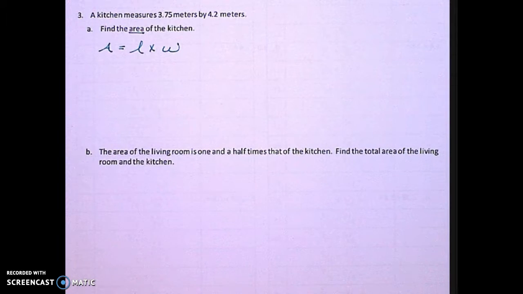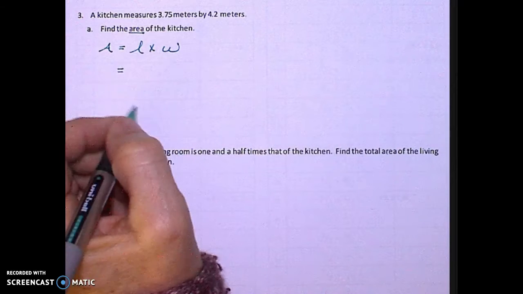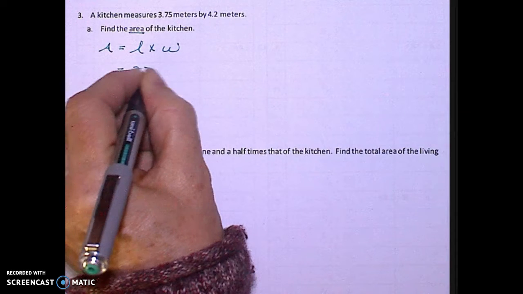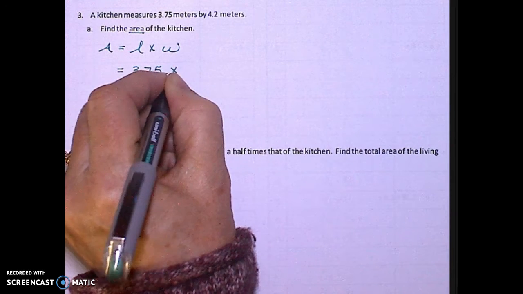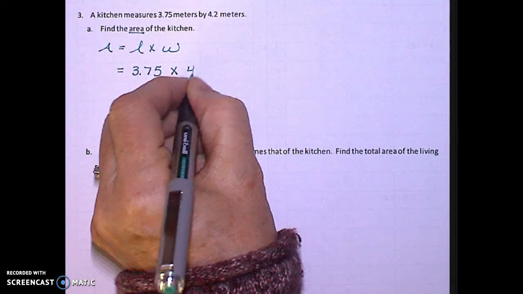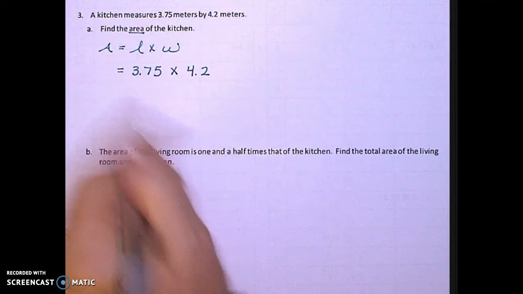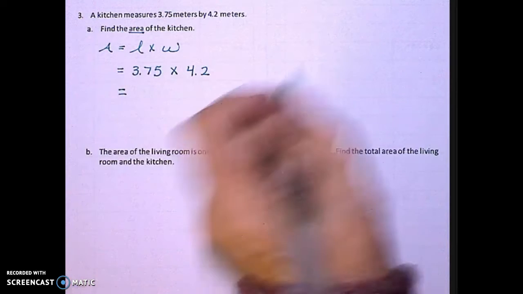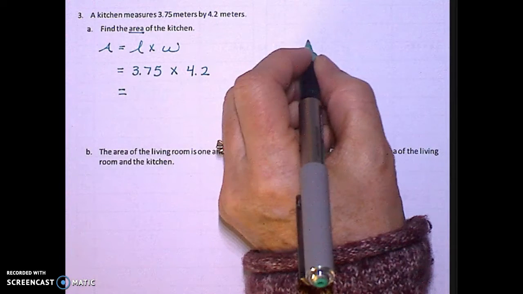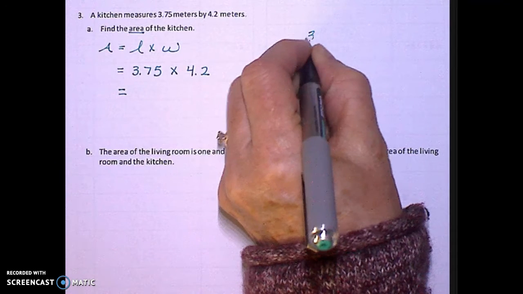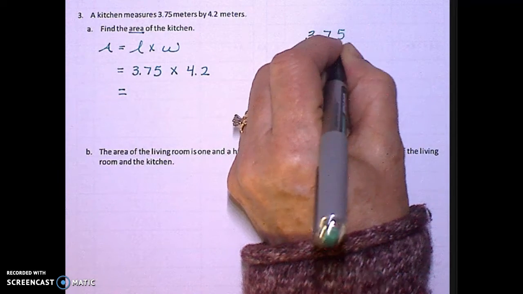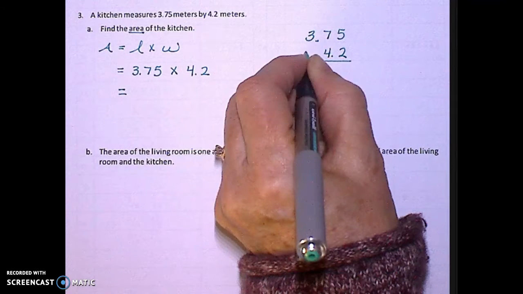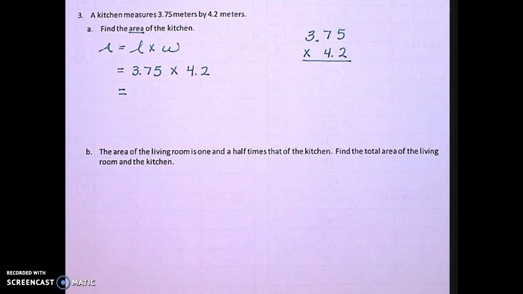Either one works. The numbers that we're going to use are the 3 and 75 hundredths times the 4.2. I wrote them over here in my formula, but we're also going to put it over to the side so we can actually work it out. So go ahead and be writing it down. Notice that you have your numbers lined up to the right side.